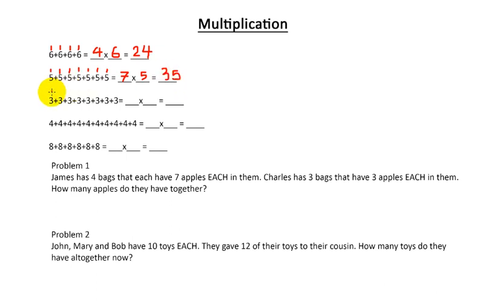Next we have 3s. 1, 2, 3, 4, 5, 6, 7, 8 3s. So that's 8 times 3. We would say the song of 3, and the eighth number that we would say would be 24.